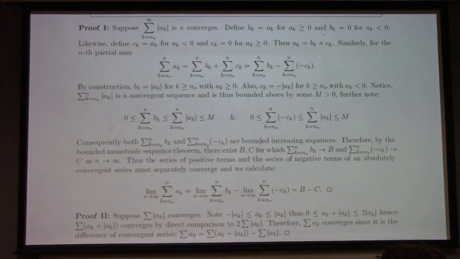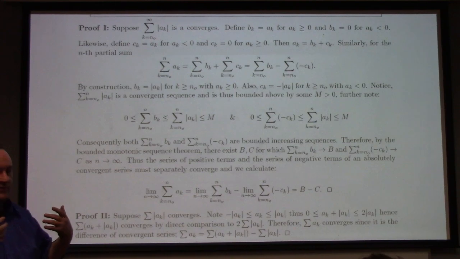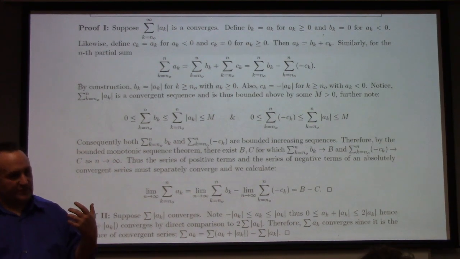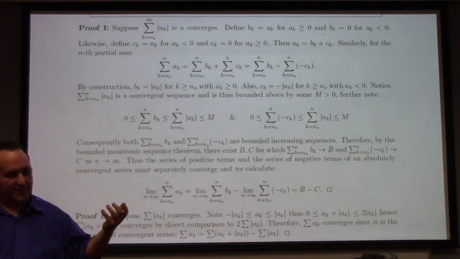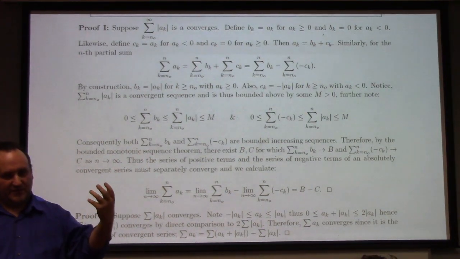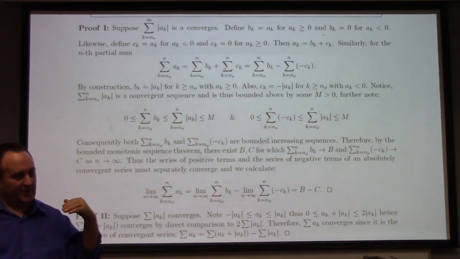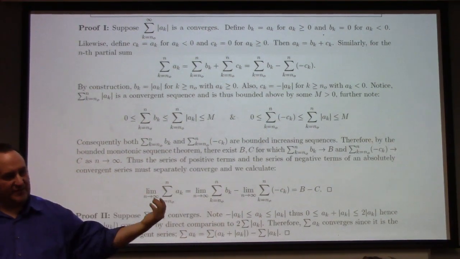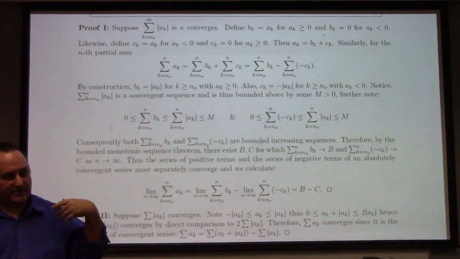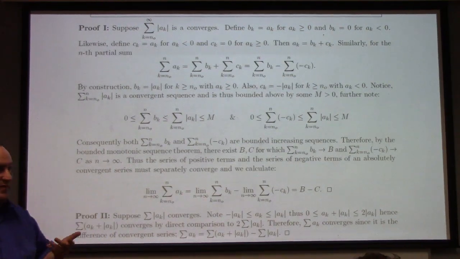The first proof I thought of is, if you have the absolute value converges, well, if you think about your original series, you've got terms in the series which are positive, and you've got terms in the series which are negative. If the absolute value of the series converges, that means that somehow both that negative part and the positive part of the series that you're dealing with, they both have to separately sum to something finite, otherwise you get a contradiction. That's the heart of my proof.